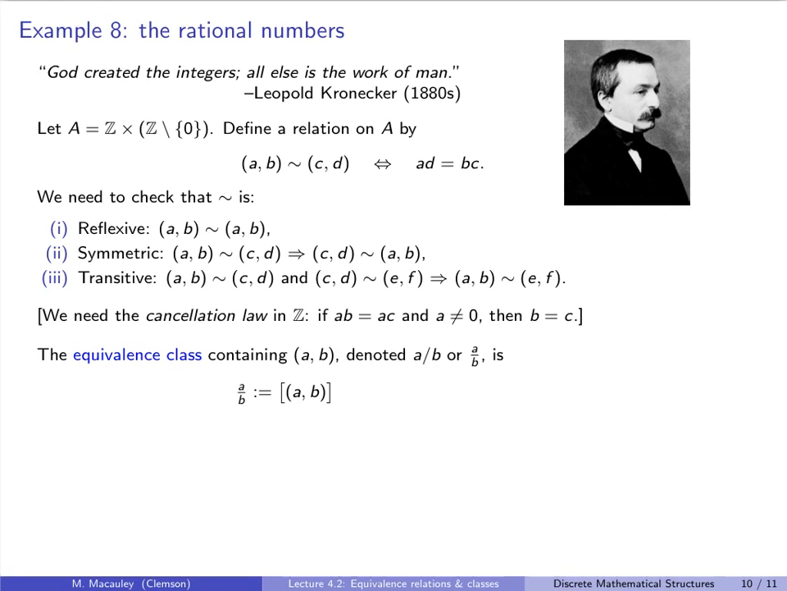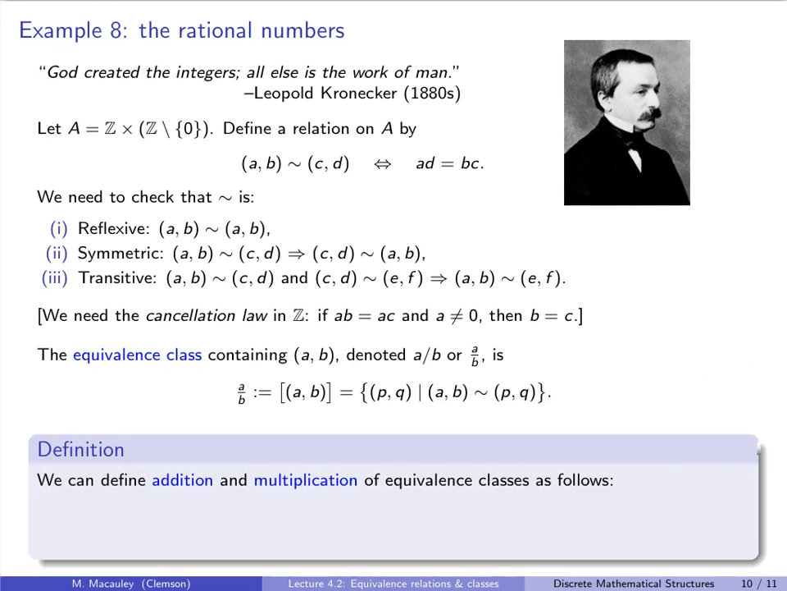And it is, by definition, the set of all ordered pairs that are equivalent to AB under this relation. So formally, that is the set of all PQ such that AB is equivalent to PQ. So you should think of this as like 1/2 is negative 1 over negative 2 equals 2/4 equals 100 over 200. So technically, you can think of fractions as equivalence classes of ordered pairs of integers.